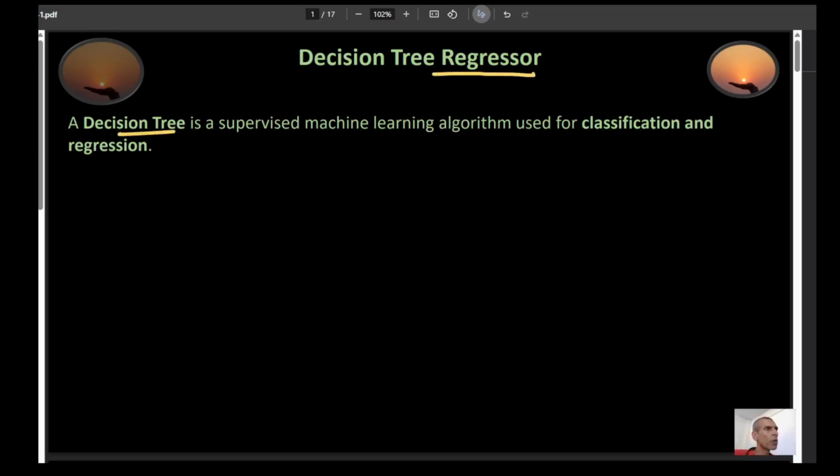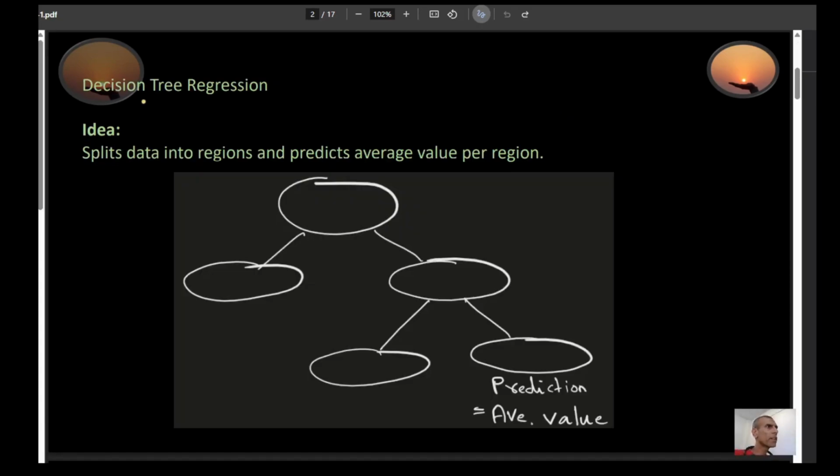Decision trees, if you recall, are supervised machine learning algorithms and they can be used for both classification and also for regression. So the basic idea of decision tree regression is this. You split your data into regions and at the end you predict the average value per region.